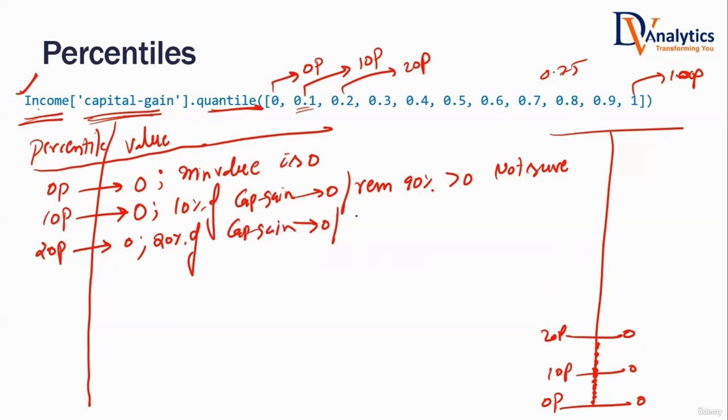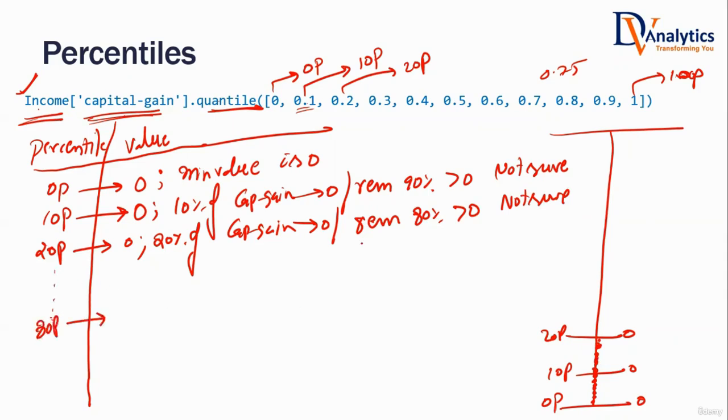How about the remaining 80%? Can I say the remaining 80% will be greater than 0? Not sure. Absolutely not sure. You have seen only 20% of the data, so you can only make comments on that 20% of the data. Similarly, you keep on going like this.